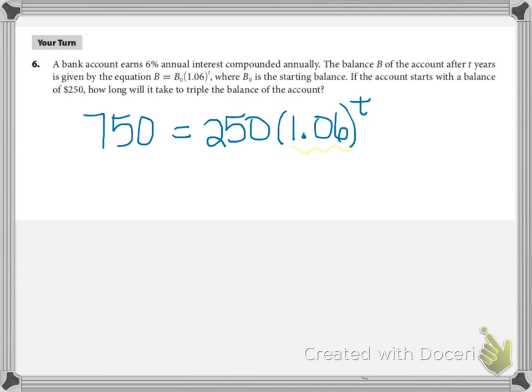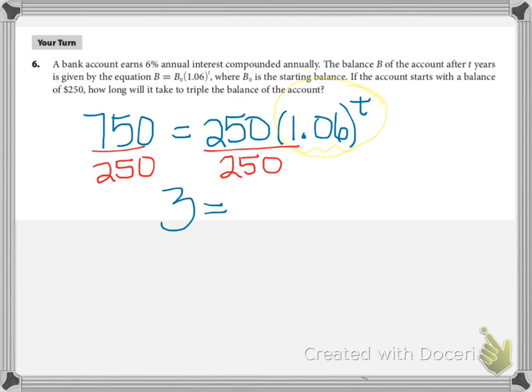So step one is we're going to try to get the growth factor all by itself. Since this is the growth factor, we want to get this all alone, and so we want to get rid of this 250. Well, it's being multiplied by that, so we divide. Dividing both sides by 250, I'm sure it makes sense that this is equal to 3, because we wanted to know when the amount was tripled. So what we want to know is when the growth factor 1.06 to the T power is equal to 3.